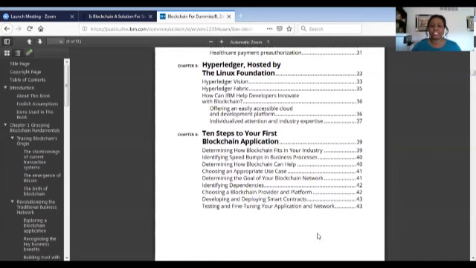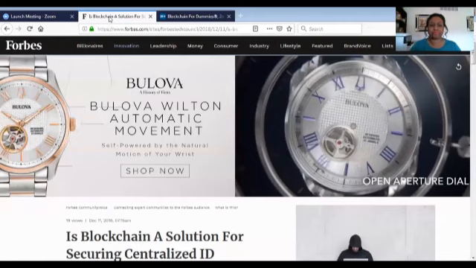And then they have here 10 steps to your first blockchain application. And of course, they deal with all sorts of use cases and deployment of blockchain smart contracts and blockchain in general. So that was the first thing I want to show you. The link will be in the description.